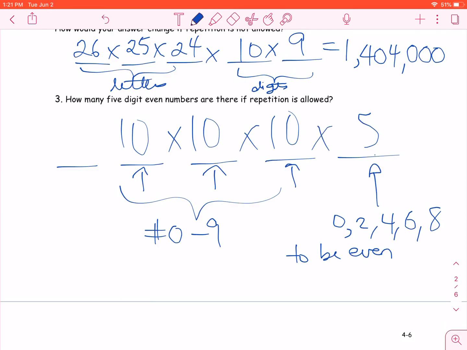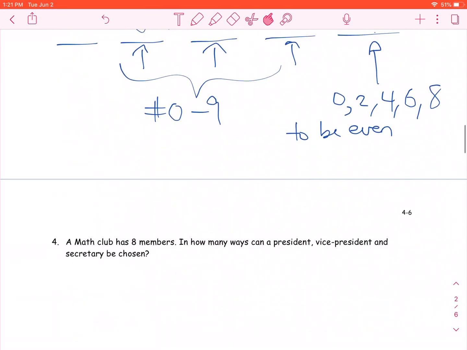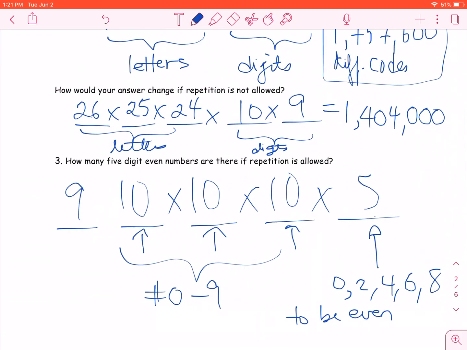And then we can go to our first slot. Because the first digit can't be 0, like we discussed in our example number 1, we actually have 9 options for our first value for it to actually be a 5-digit number. So we can just multiply those values: 9 times 10 times 10 times 10 times 5, and that would give you your final solution, 45,000.